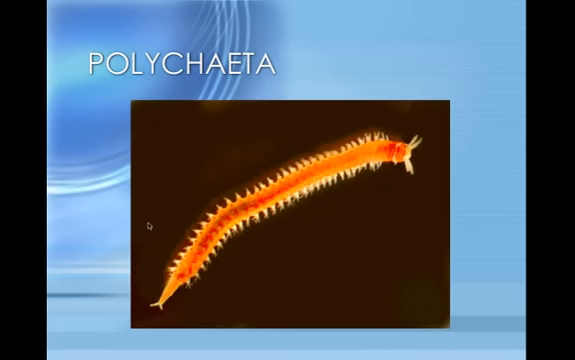The next class are the Polychaetes, and these are mainly marine worms. They have many setae, which are bristles for movement made of chitin, and they have parapodia, which are paddle-like structures for movement, more like ridges. They have many of them, and they also function as gills because they're highly vascularized. In other words, they have a lot of blood vessels in them.